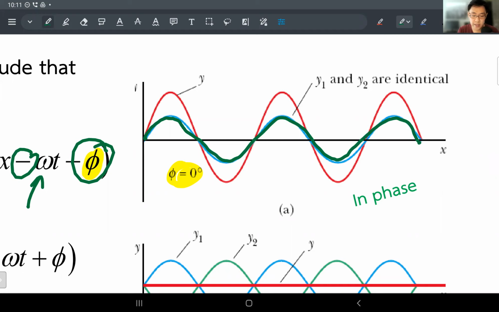But this is exactly what you can see now, that the amplitude of the resultant wave is twice as big as the original. So that's why we call this a constructive interference.